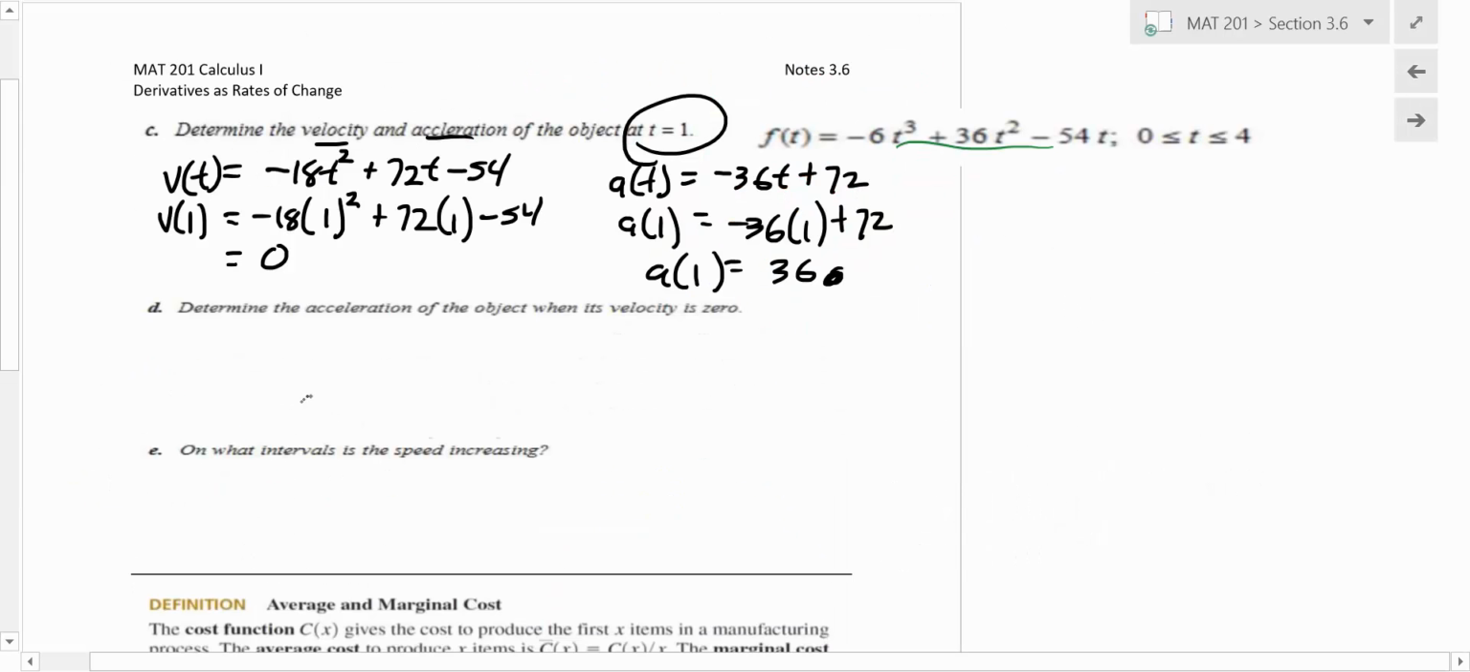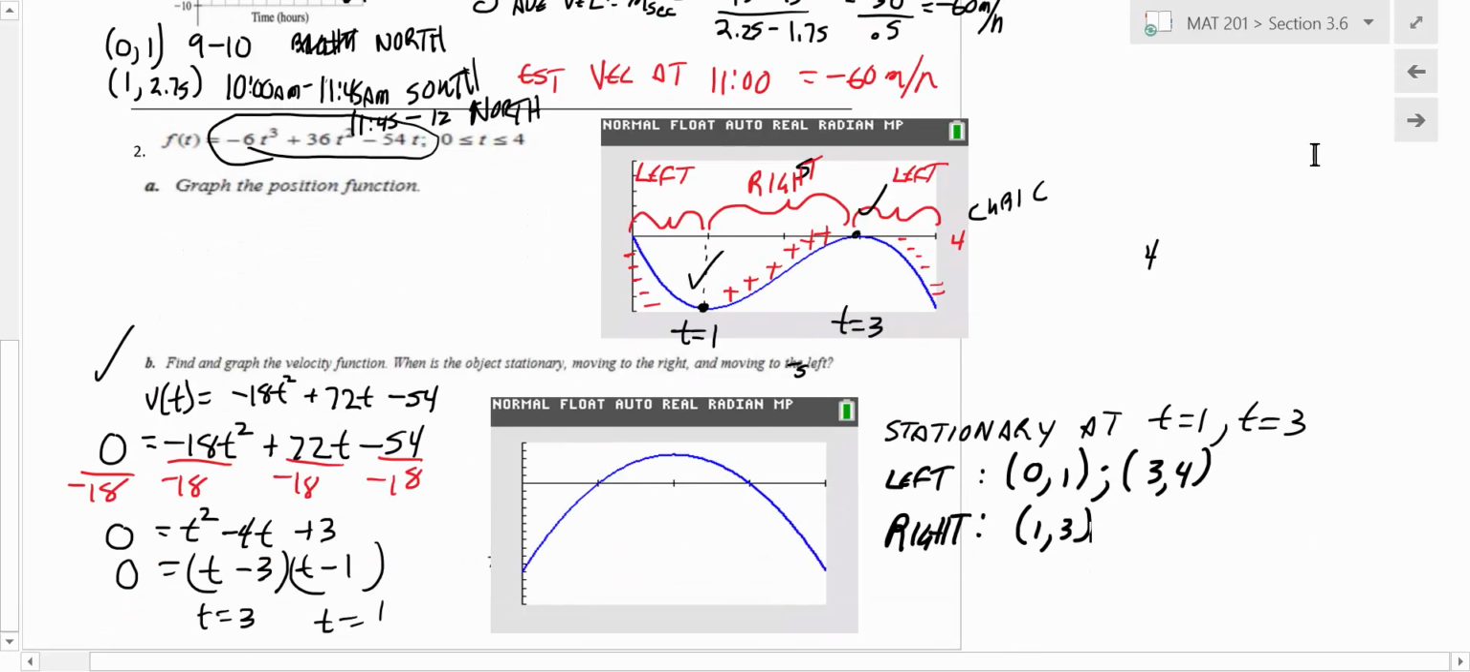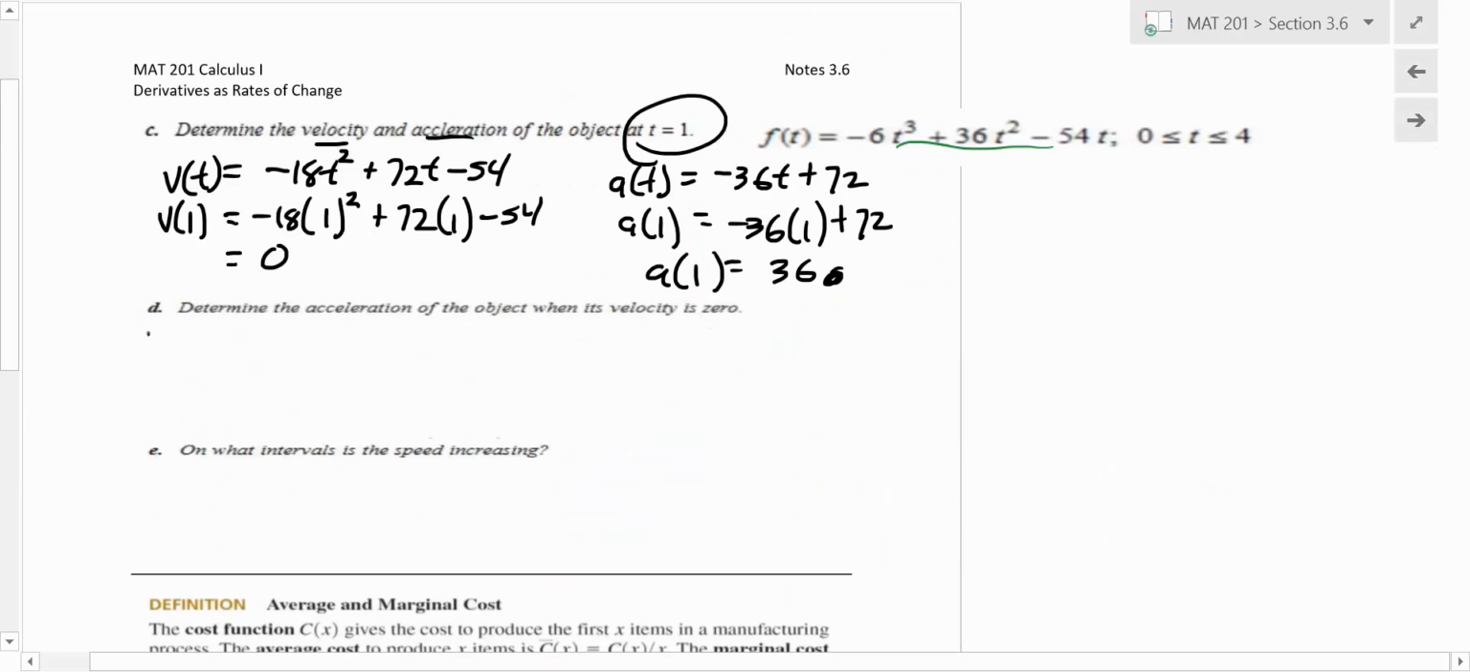Okay, next thing we have is we're going to determine the acceleration when the velocity is 0. We already figured out where the velocity was 0. Where was that? Look at your graph. What did we see? 1 and 3. 1 and 3, exactly. So we already got that. So we know when t is equal to 1 and t is equal to 3, that's when the velocity is 0. We already determined that.